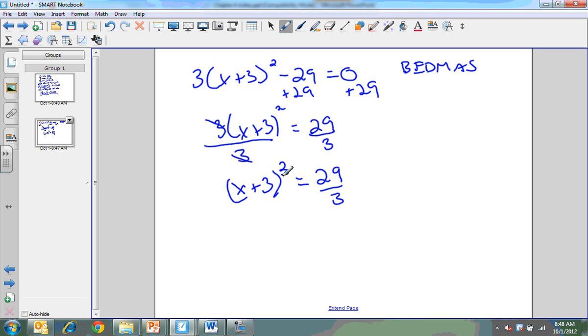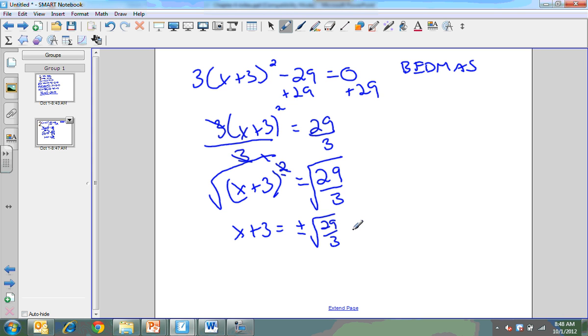Okay, I've got a squared here. How do I cancel that out? We take the square root. So square root this side to get rid of that, and then we square root this whole thing. So x plus 3 equals plus or minus the square root of 29 over 3.